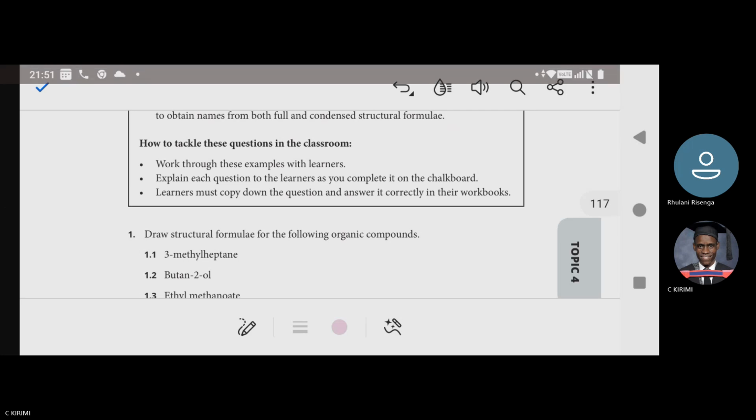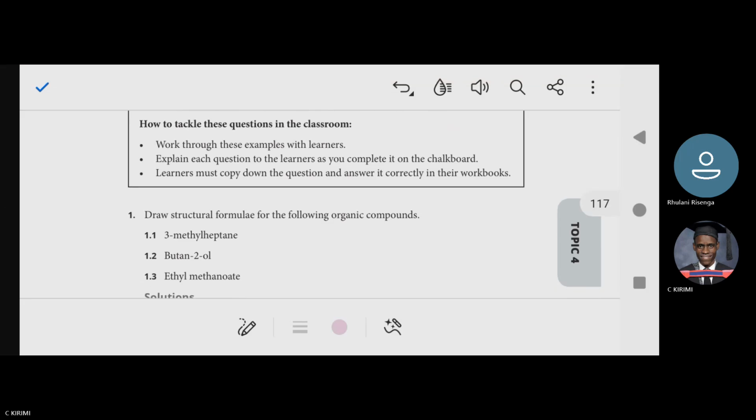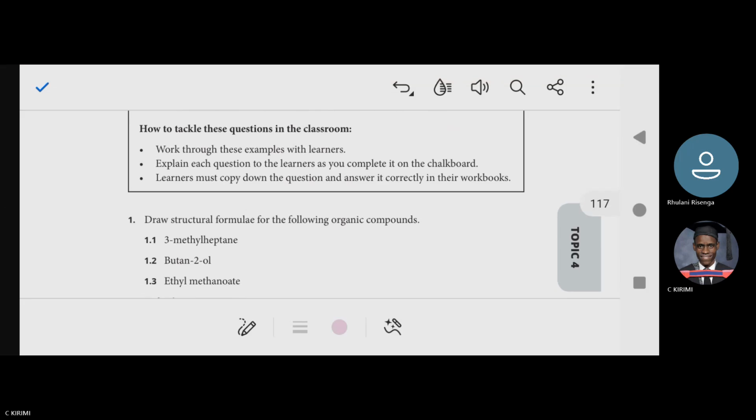So draw the structural formula for the following organic compounds. So we are having these ones. You want to try them the last few minutes?